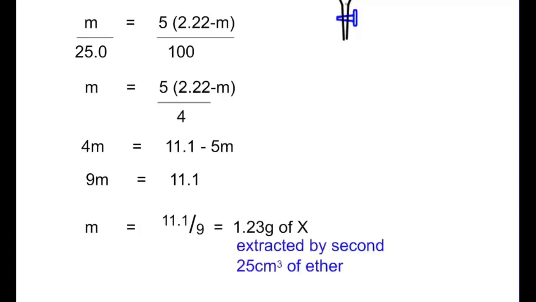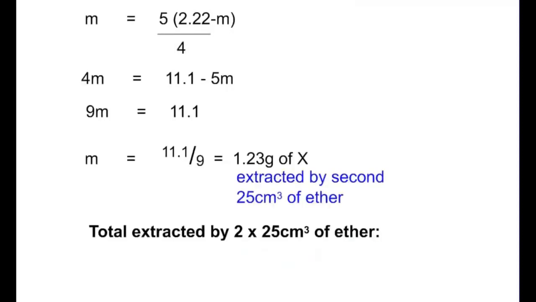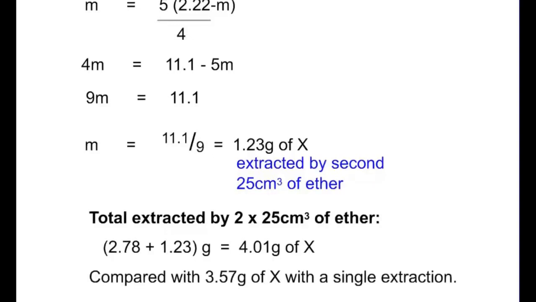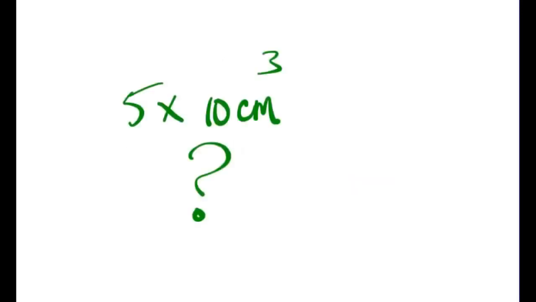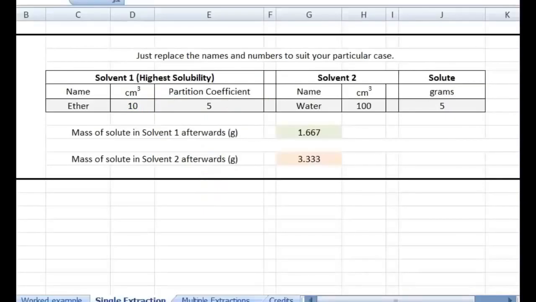So we'll have to sum up those two masses that have been extracted by the two sets of 25 cubic centimeters of ether. 2.78 grams using the first 25 cubic centimeters and 1.23 in the second, a total of 4.01. So dividing the ether into two sets of 25 cubic centimeters extracts more, 4.01 compared with 3.57 grams. What would happen if we were to use 5 sets of 10? Well, from what we've seen, we would expect it to extract more.